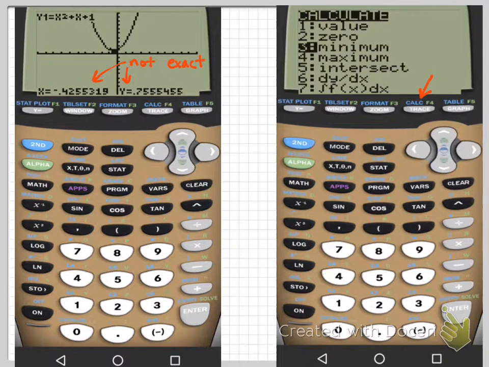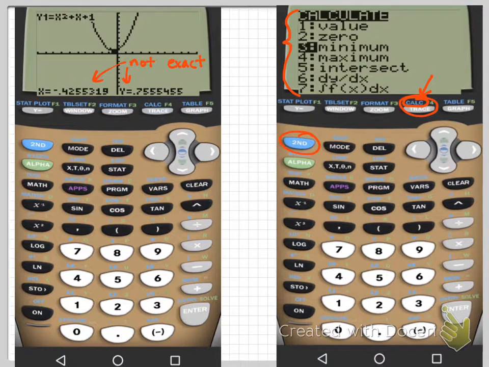So notice the calc menu right above trace. To get there, we're going to press second, and then we're going to press trace. I noticed a lot of people thinking that second is kind of like a shift button on a computer. It's not. Make sure you press the second and then let go of the second and then press the trace button.